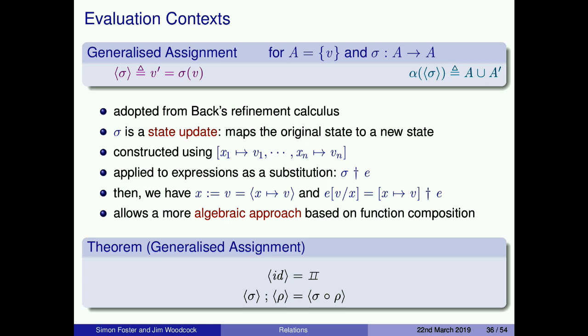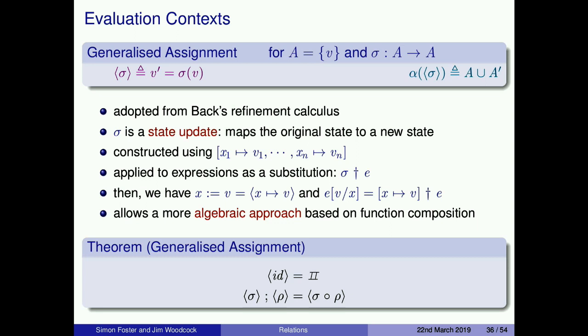So if sigma is a function on our state, then all that we have to do is say v prime, so the entirety of the state afterwards, so all of our variables, is going to be equal to sigma applied to our initial state. So this is just like a function application. So sigma can be thought of as a state update, right? It maps the original state to a new state, and we can construct them using these maplets, right? So these are telling us valuations for each of our variables as expressions.